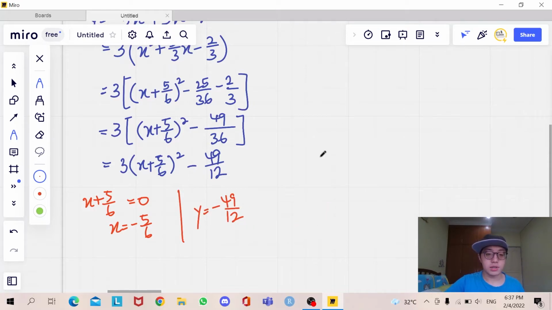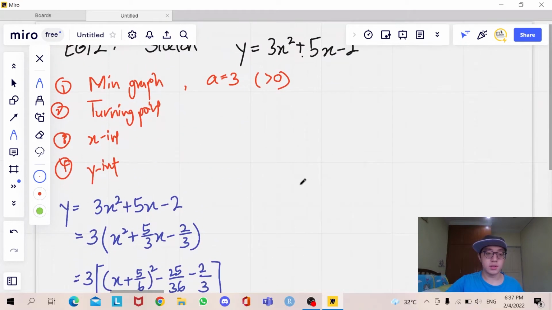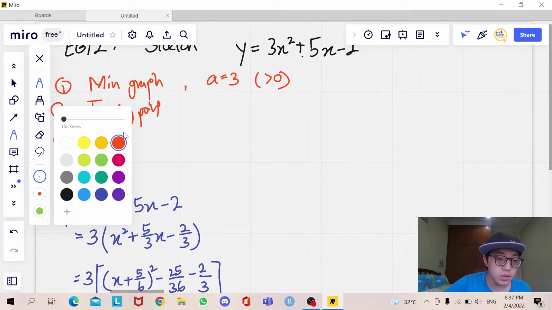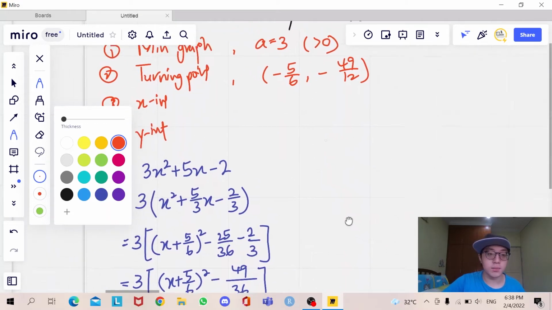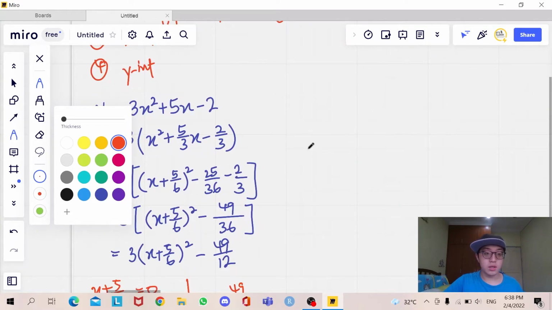So from here, you can see that the minimum point, the turning point, is equivalent to negative 5 divided by 6 and negative 49 over 12. Just double checking if it's correct. Negative 5 divided by 6, negative 49 divided by 12. So next we are going to look for the x-intercept.